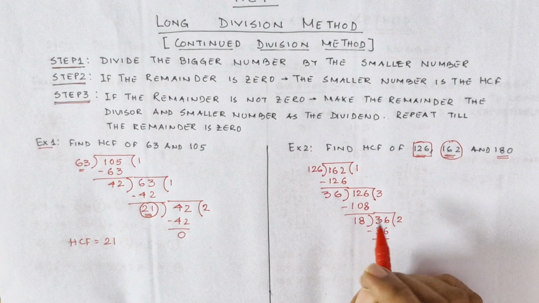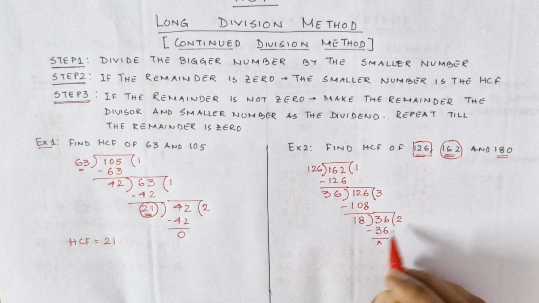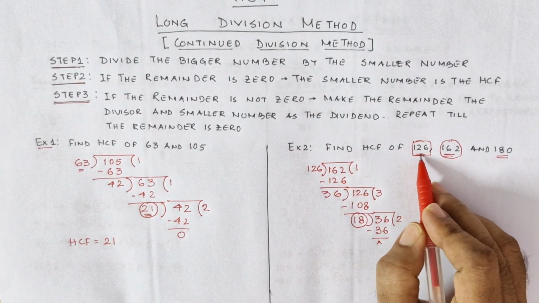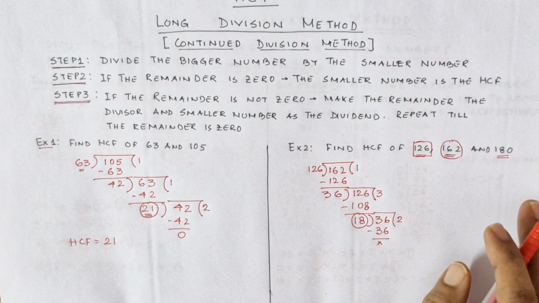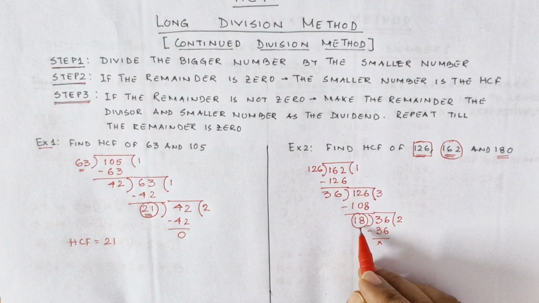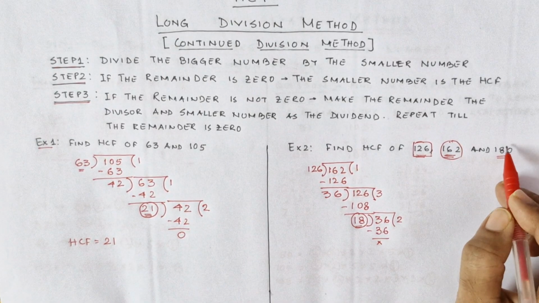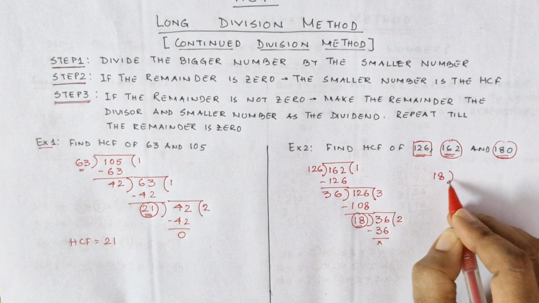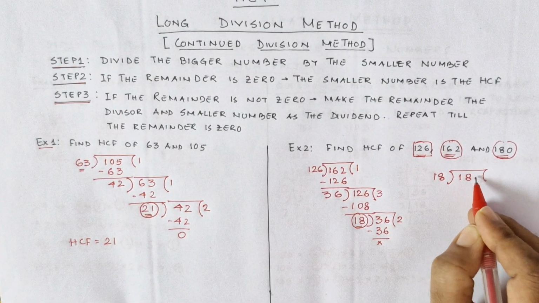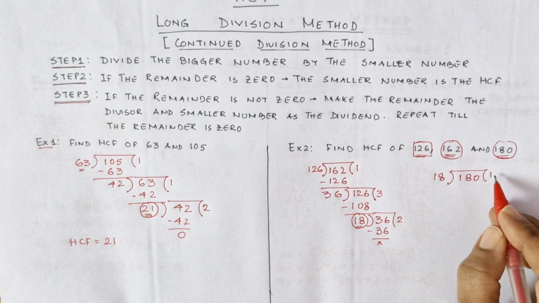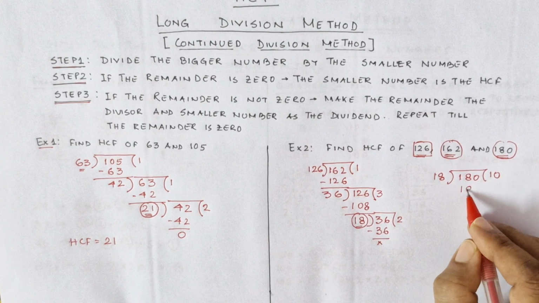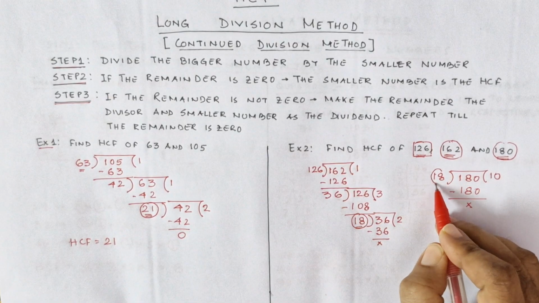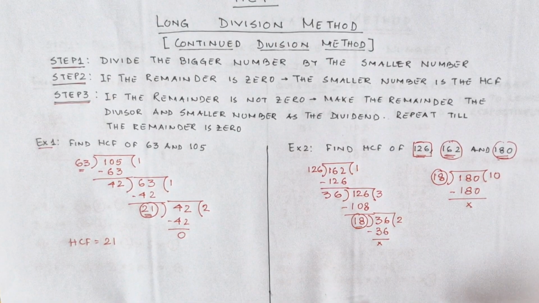I have told you to look out for the last divisor when the remainder is 0. So this last divisor, 18, is the HCF of 126 and 162. Now what will we do? We will take this as the divisor and divide the last number, the largest number, 180. 18 multiplied by 10 is 180, so there is no remainder. Hence 18 remains as the HCF of these three numbers.